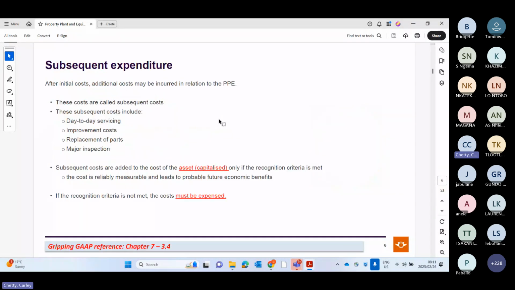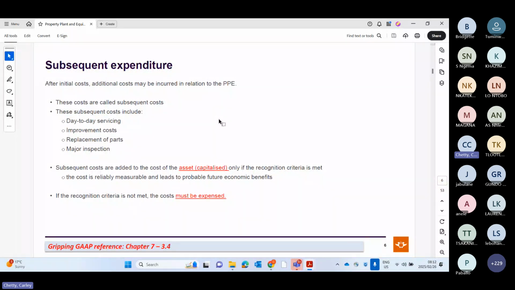So what is subsequent expenditure? After initial cost, additional costs may be incurred in relation to the property, plant, and equipment. These costs are called subsequent costs, okay? They are incurred subsequent to the initial acquisition of the property, plant, and equipment. These subsequent costs include things like day-to-day servicing, improvement costs, replacement of parts, and major inspections.